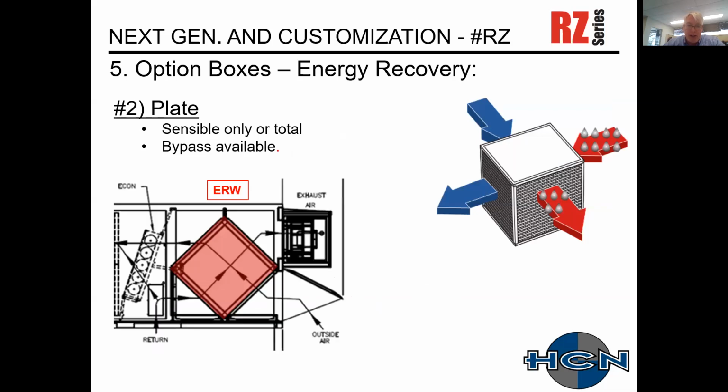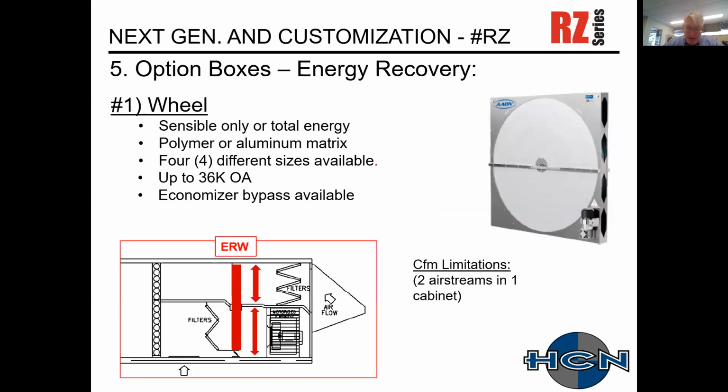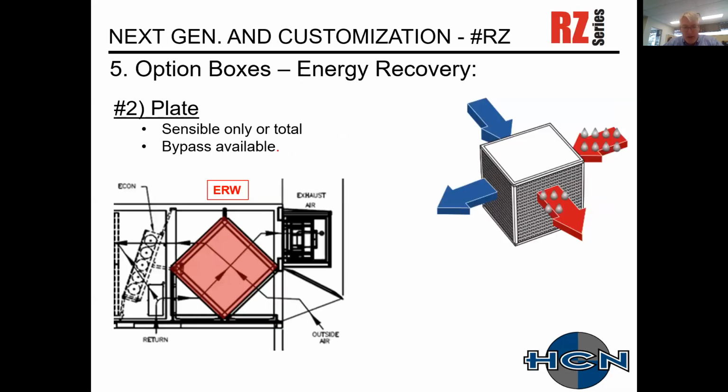There is a bypass available. Here's a side view of a unit with a plate. Once again, your CFM is limited just because you have 2 air streams in one cabinet. And then the other thing I just want to point out versus the previous slide is that with this arrangement here, you have your return air on your lower left and then your outside air on your lower right.